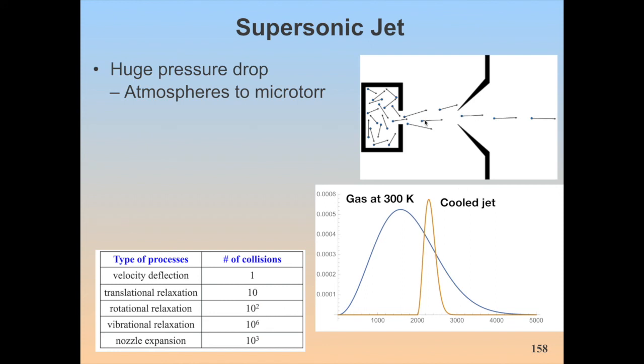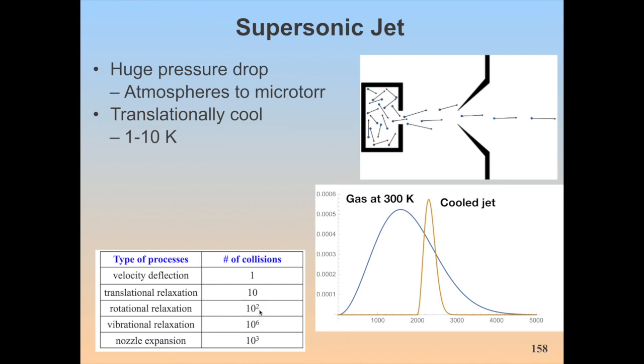There's a gigantic wind going this way, but as you look this way, they're actually very rotationally cold. So for this to happen, for your velocity deflection, you need 1 collision. Translationally cool, so these are going to make these very translationally cool this way. That only takes about 10 collisions, so that can easily happen inside this thing as it's expanding here.